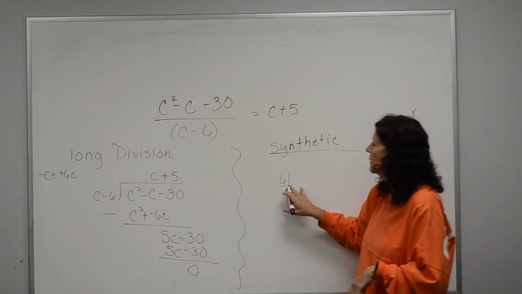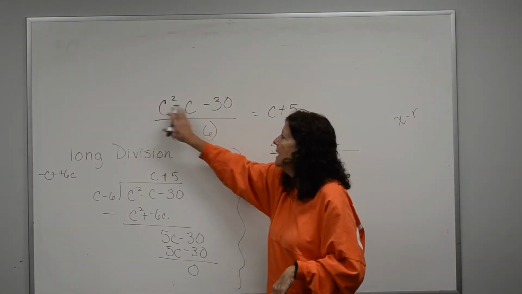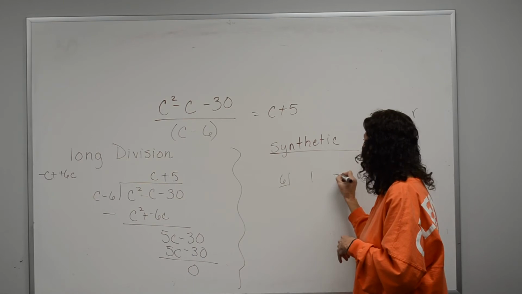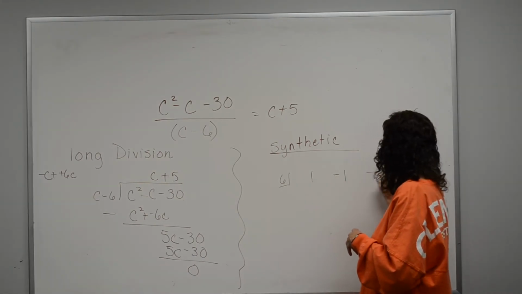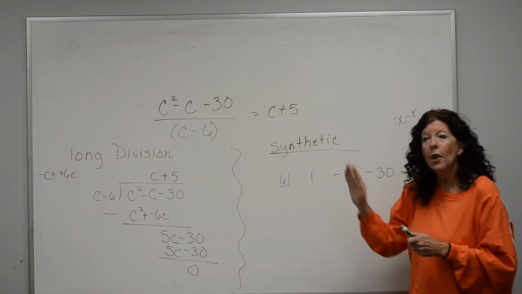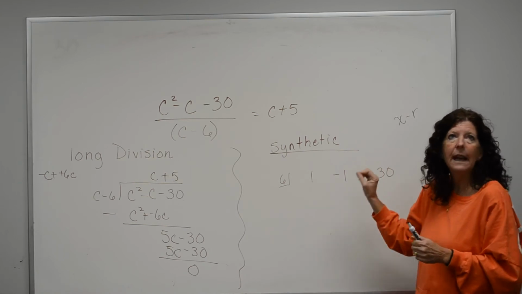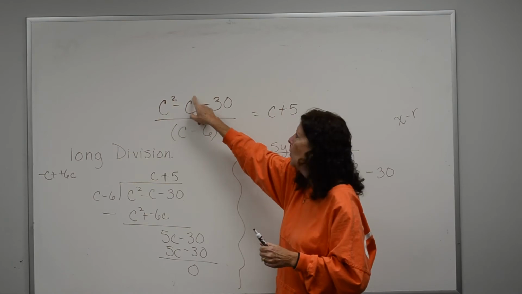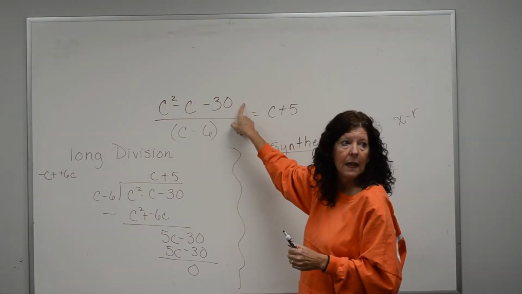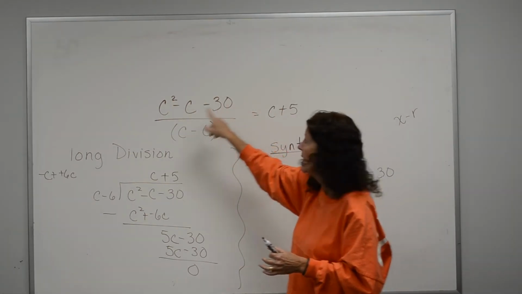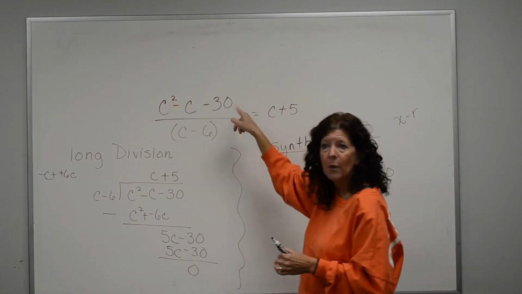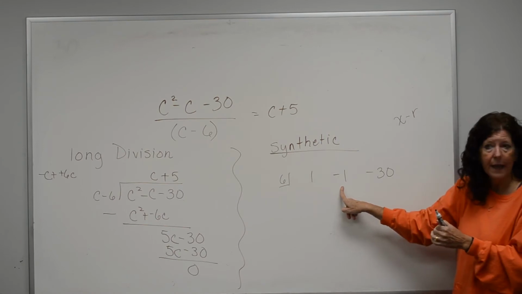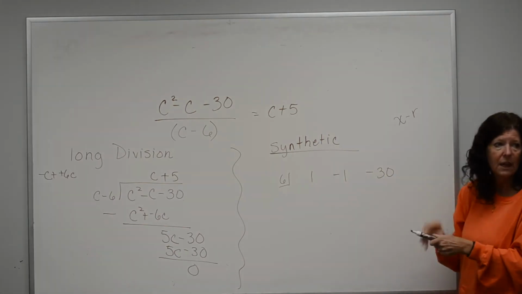Then what I do is I write down the coefficients. So I have a 1, a -1, and a -30. Now, those coefficients have to be in descending terms. So I have a 2, a 1, and a 0. If I don't have all those terms, let's say I went from a 2 to a 0, I'd have to put a 0 as a placeholder right here. Same thing with long division actually, and we'll get to some of those.